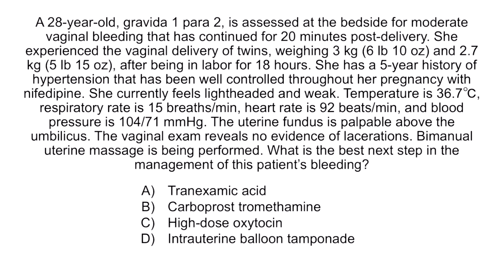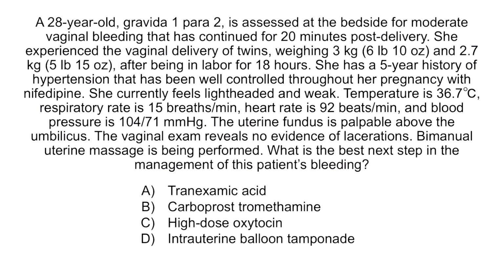All right, let's wrap up with one final question. A 28-year-old Gravida 1 Para 2 is assessed at the bedside for moderate vaginal bleeding that has continued for 20 minutes post-delivery. She experienced the vaginal delivery of twins, weighing 3 kilograms and 2.7 kilograms after being in labor for 18 hours. She has a 5-year history of hypertension that has been well controlled throughout her pregnancy with nifedipine. She currently feels lightheaded and weak. Temperature is 36.7 degrees Celsius, respiratory rate is 15 breaths per minute, heart rate is 92 beats per minute, and blood pressure is 104/71 millimeters of mercury.